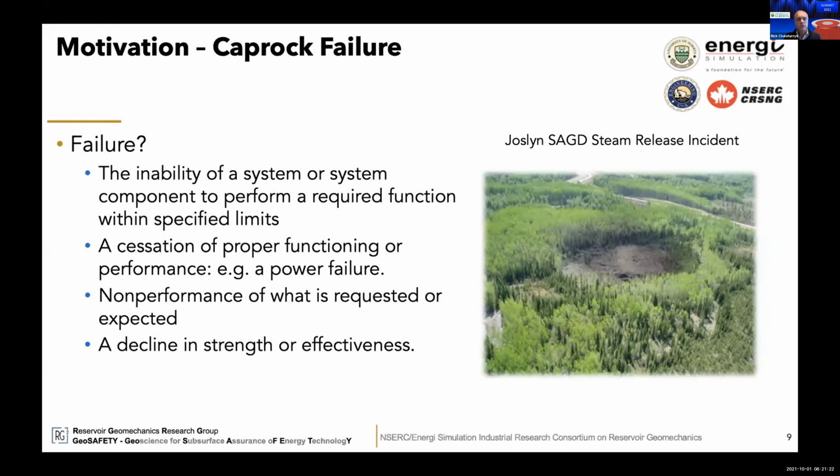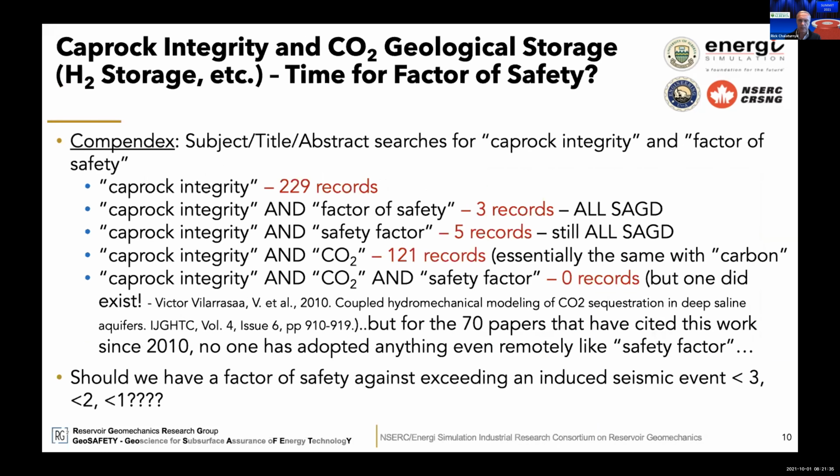And so if you looked at this, it was a non-performance of what was requested. We want the caprock to perform in a certain way. And so it really was about a system response. And so that's kind of what motivated our thinking a little bit about this.